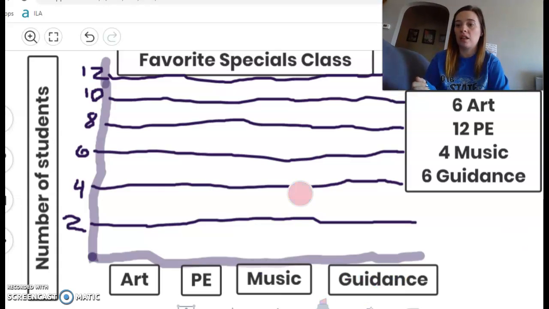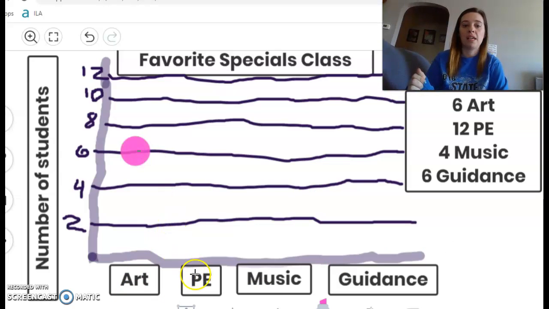And I'm going to change the color. Okay, so for art, I have 6. I'm going to find my 6 line and I'm going to put a dot there for it and make it dark. PE, I have 12. Oh my goodness. I have to find my PE and go straight up, clear up to 12. Music, I'm going to go to 4. I'm going to make my line at 4.